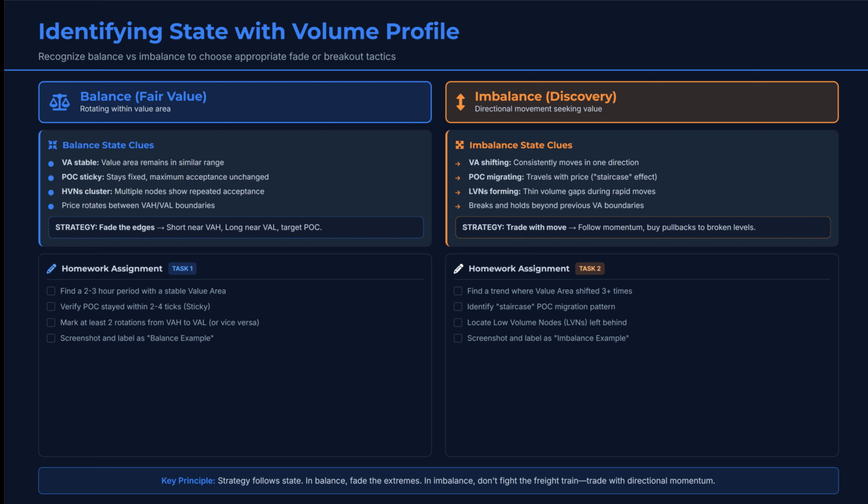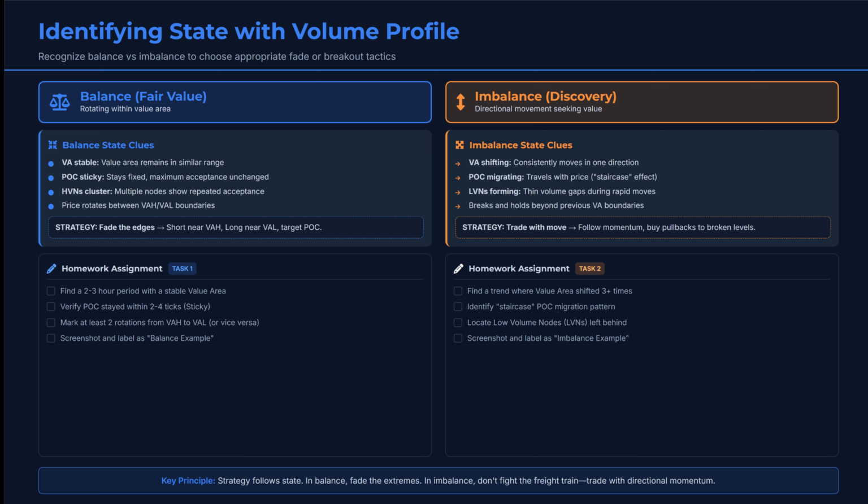Here's your action item. Complete both tasks. Find one clear balance example and one clear imbalance example. Annotate both with clear labels marking the value area boundaries, the POC, and the key characteristics. Write a brief note explaining what clues confirmed the state. Save these screenshots to a folder labeled Market State Examples.